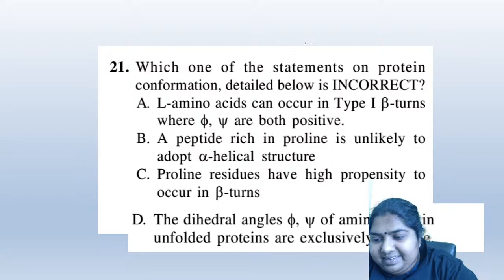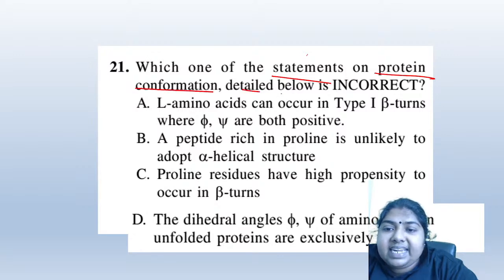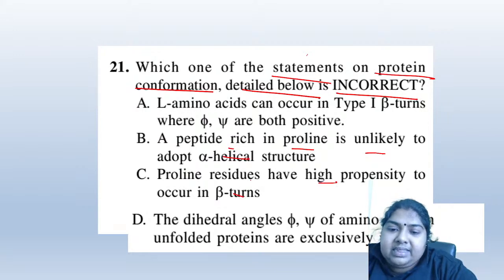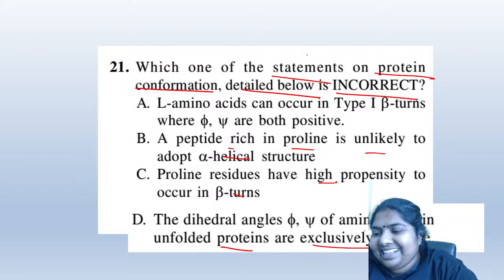Which one of the statements on the protein conformation that is detailed below is incorrect? L amino acids can occur in type 1 beta turns where phi and psi are both positive. Peptide rich in proline is unlikely to adopt an alpha helical structure. Proline has a high propensity to occur in beta turns. The dihedral angles of the amino acids in unfolded proteins are exclusively positive. See what and all options they give for you.